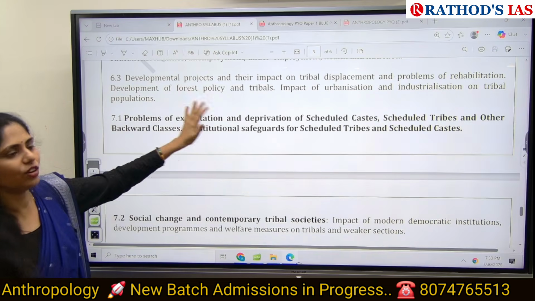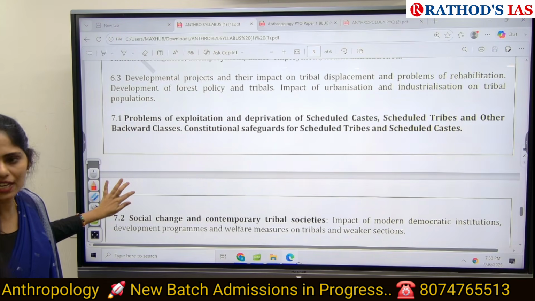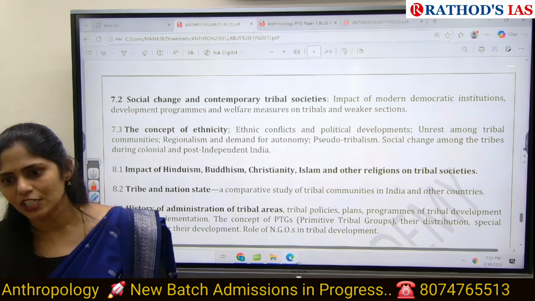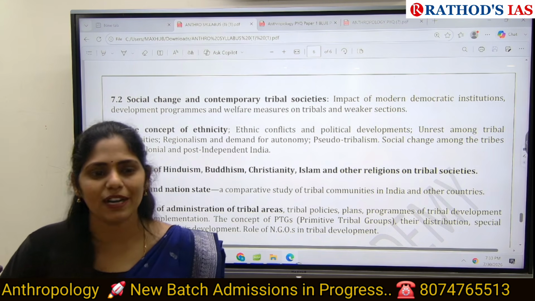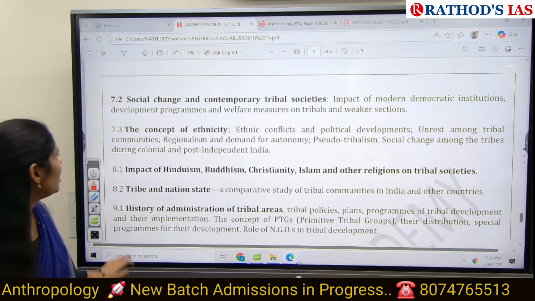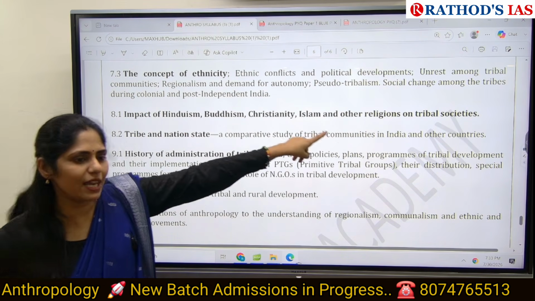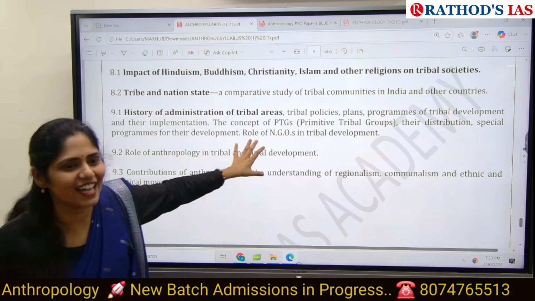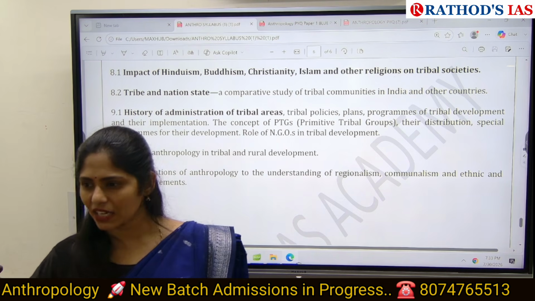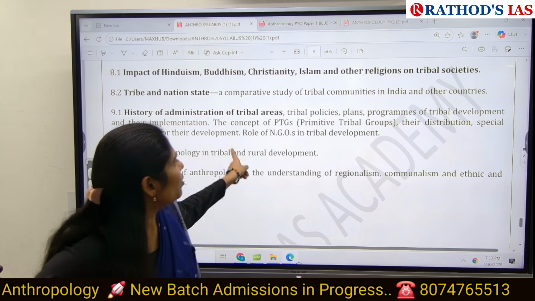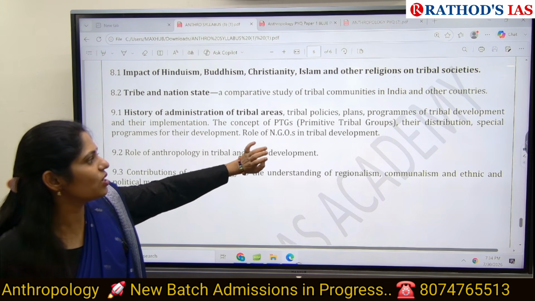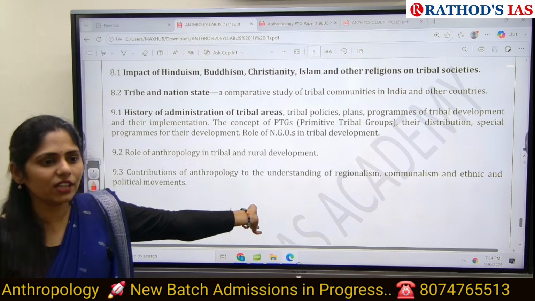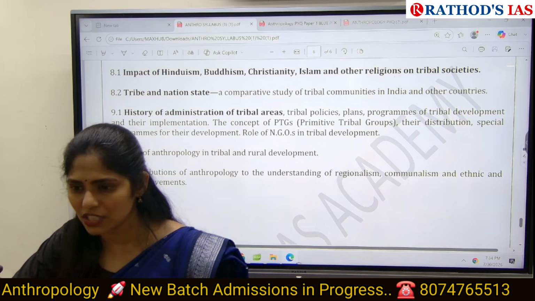And next one is what are the problems of scheduled castes, scheduled tribes, and other backward classes in our society. Next one is how tribal societies are changing now because of political change, government schemes, and some advancements. We'll see that. And next one is again the impact of Buddhism and Christianity on tribal societies. And next one is what is a tribe, what is a nation state. And here we have to see about our polity and governance. In governance, you might have come across the SPEC Act. In polity, the 73rd, 74th. Again, we are going to see about tribal policies, tribal sub-plans, what Nehru said, what the present government is doing. You know about PVTGs, the number of PVTGs, whom we can call PVTGs, examples of PVTGs.